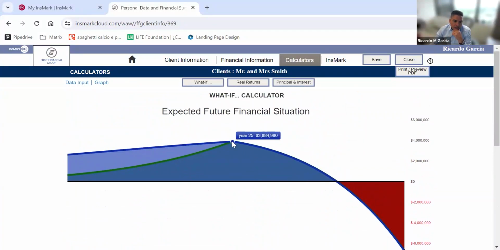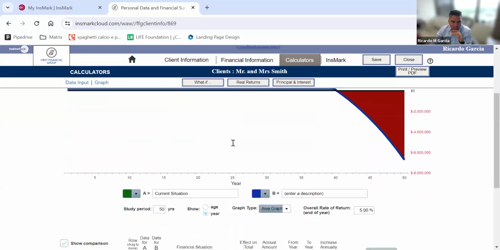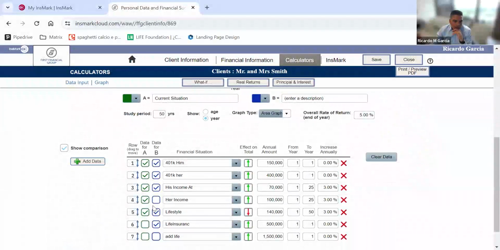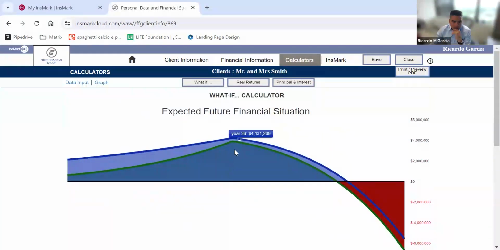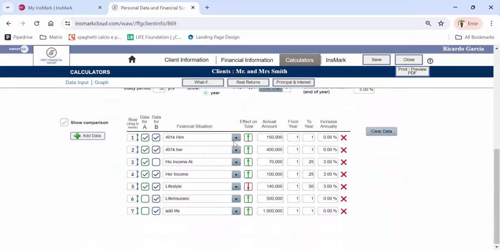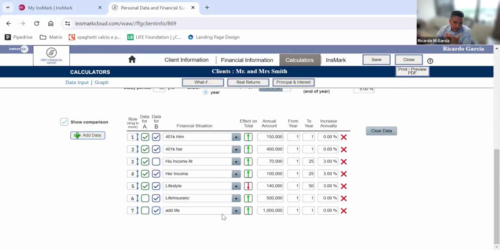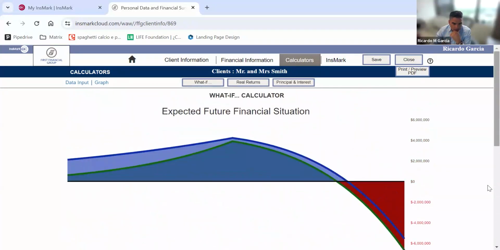So she needs another $1.5 million in order to fix or protect her income if something were to happen today. And for him, it's probably like $1 million, right? There it is. That's for him, her. And we do the same thing for disability, guys. So that's how we use it.